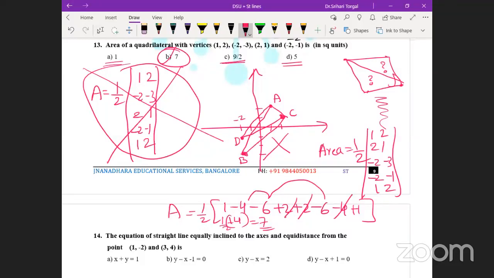If we take A, D, B, C, then also it is okay. No problem with that. You will get the same answer as 7. A, D, B, C. But that has to be completely a closed figure. Then only you will get the proper answer. Otherwise, you will get other values that match with the other options. You may lose the marks. Okay. Right.